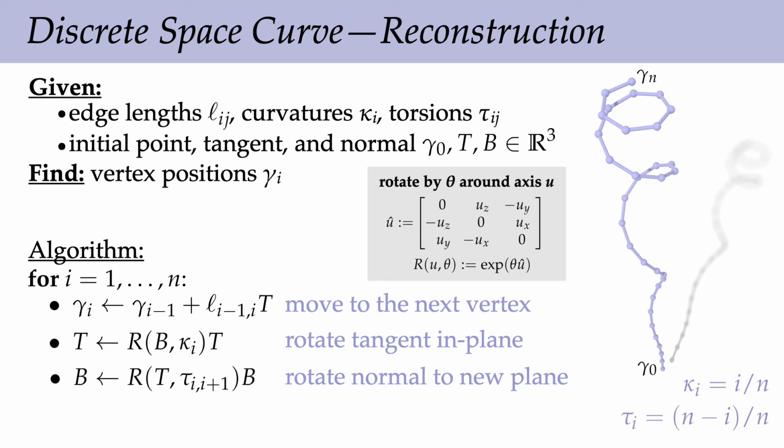And the torsion is kind of the other way. As we go along the curve, the torsion decreases. So we're staying more and more in the plane as we go up and just running around in circles in that plane when we get to the top.